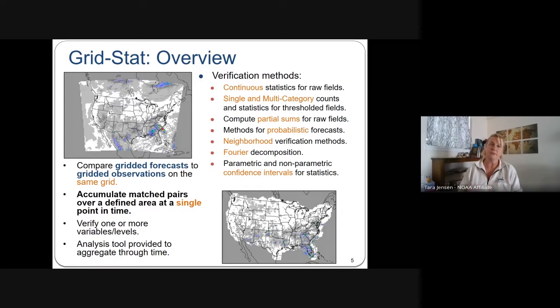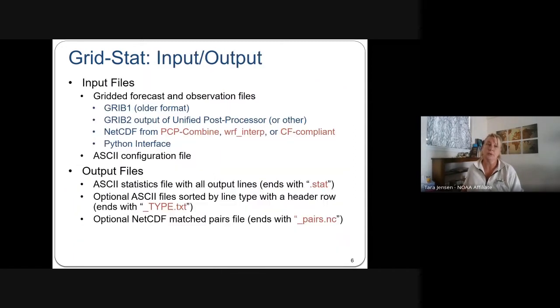If you find that to be meaningful, it may not be as meaningful as if you compute it over the aggregate through time, and we have the ability to compute those confidence intervals for that as well. The input into Grid-Stat is either GRIB1, which is the older format of GRIB, or GRIB2, which comes from the output from tools at least within the NCEP suite, like the Unified Post Processor, or if your institution has other post processing capability that writes a GRIB2 format, it should read that just fine.